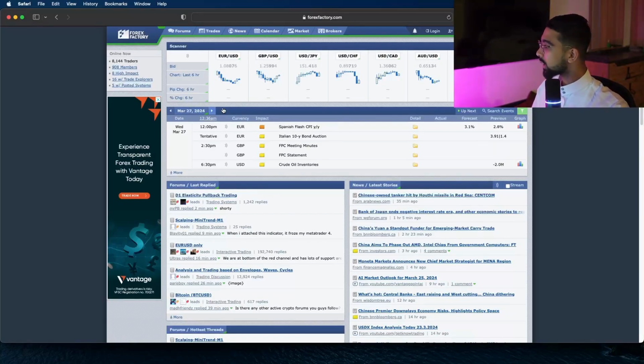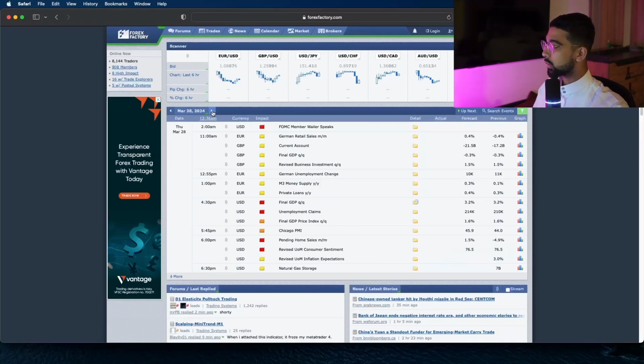Then we have Wednesday, which hasn't really got any large news events. And then we have Thursday, which has GDP, unemployment claims, which we like, and we have the pending home sales and revised consumer sentiment. So remember this, when we have these news events, this is most likely when price is going to expand and create the body of the weekly candle.